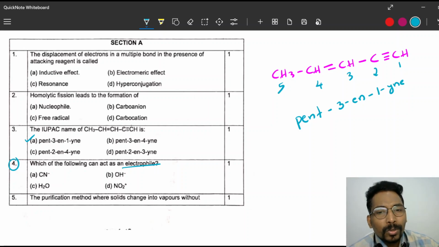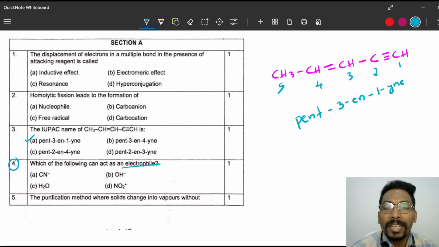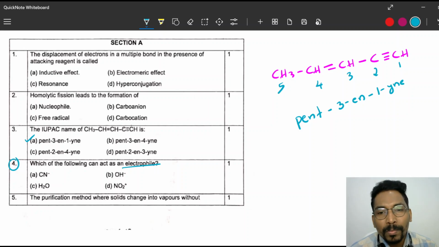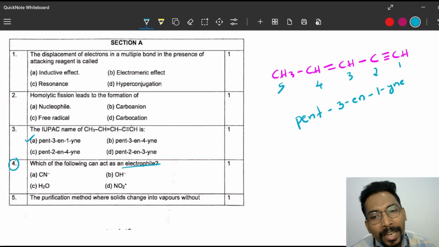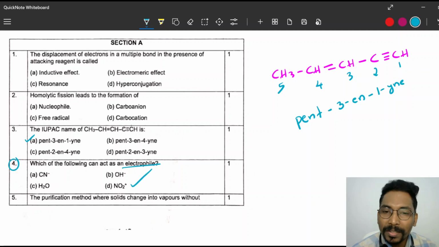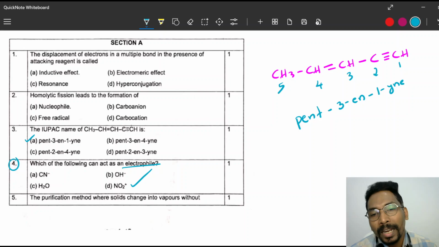What is an electrophile? I told you, an attacking reagent. Electrophiles and nucleophiles are attacking reagents. So what exactly do you mean by an electrophile? Electrophile means electron loving or electron seeking, so it should be electron deficient. That will be mostly positively charged ions or electron deficient compounds. So you can easily pick it out from the options, because there is only one positively charged ion given in the options, that is NO2 plus. So NO2 plus will be an electrophile.